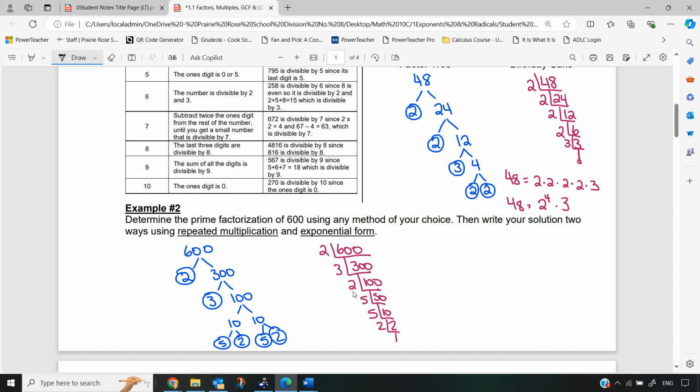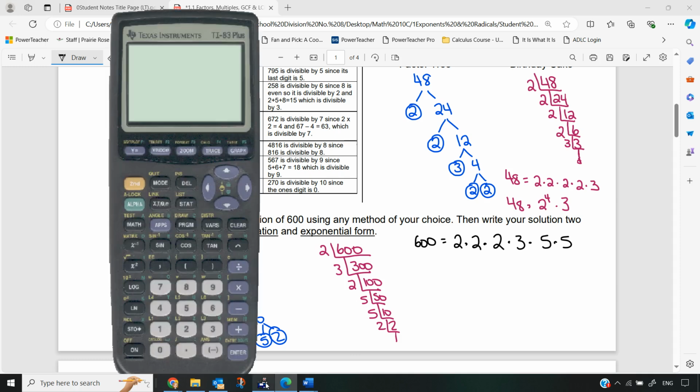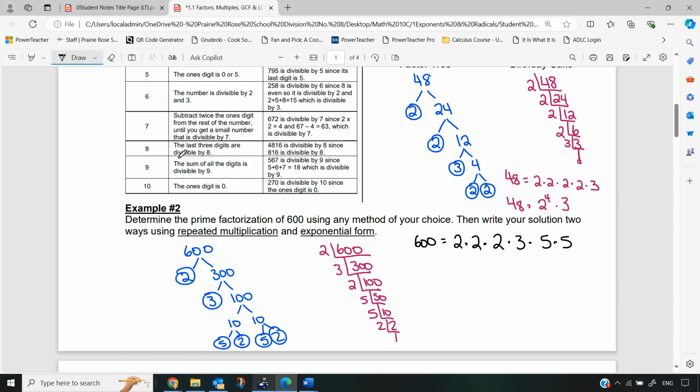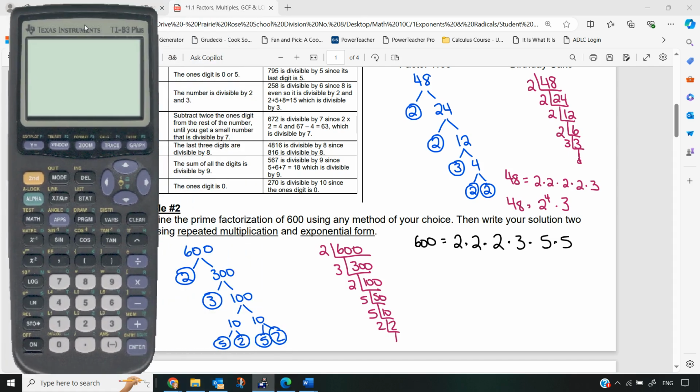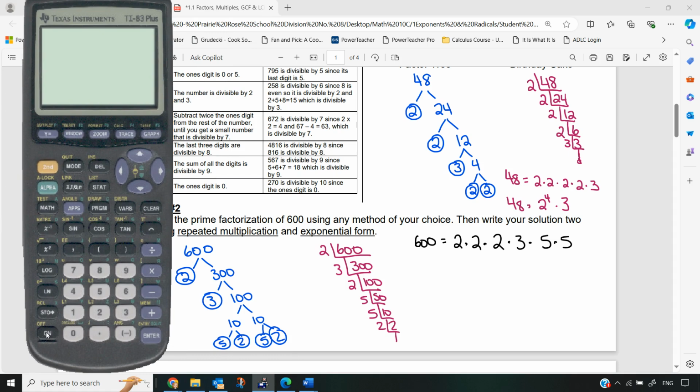So if we're going to write this using repeated multiplication, you don't have to write these in order, but the standard would be to typically write these in numerical order from lowest to highest. So I notice that I have 3 2's. So I'm going to have 2 times 2 times 2, and then I have 1 3, and then 5 times 5. And it's always a good idea when you're doing these to just double check on your calculator. So I'm just going to pull my calculator up here. And if I'm checking, I've got 2 times 2 times 2 times 3 times 5 times 5, and that gives me 600.